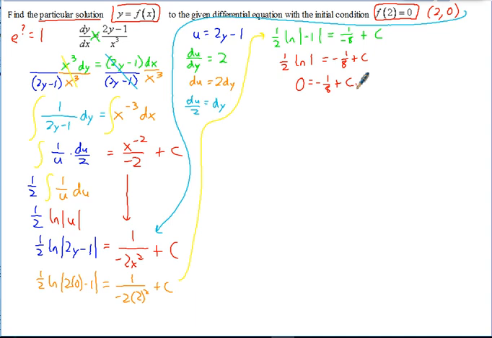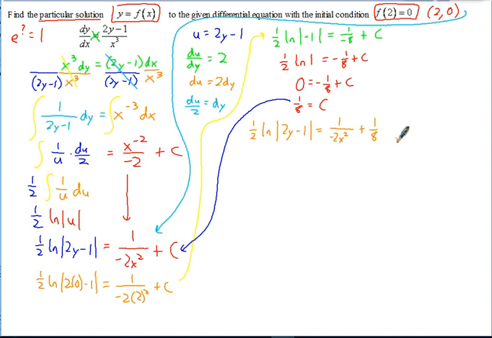So add the 1/8, you get c equals positive 1/8. And now we can substitute that back in right here. So our equation we have now is 1/2 times the natural log absolute value of 2y minus 1 equals 1 over negative 2x squared. And we just figured out c is positive 1/8.